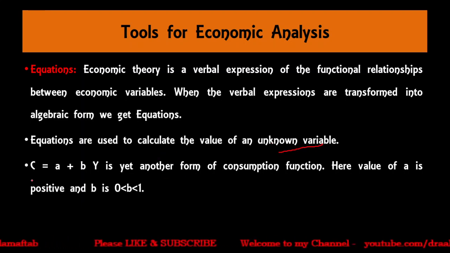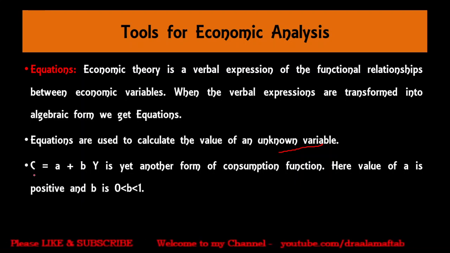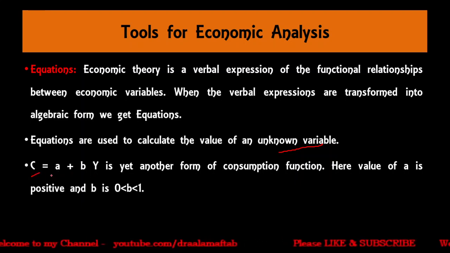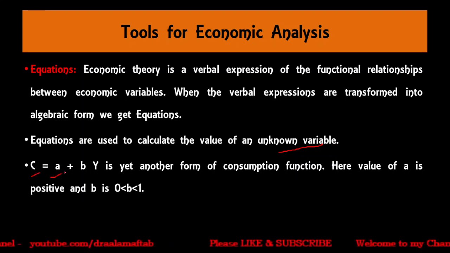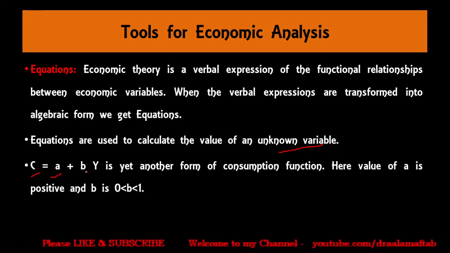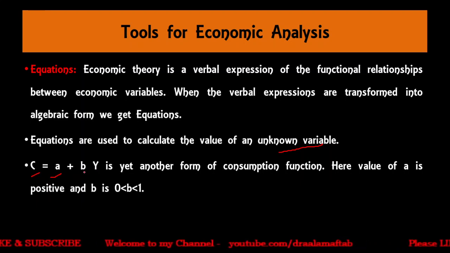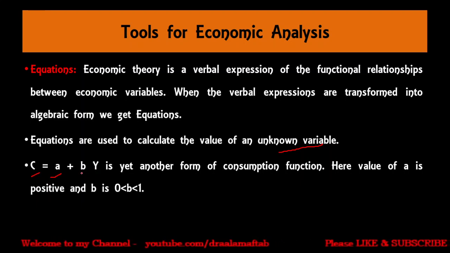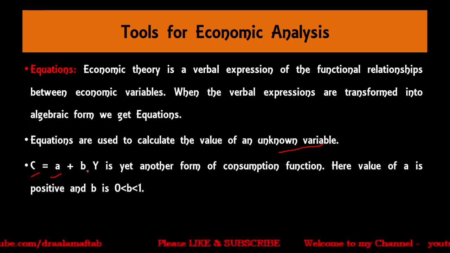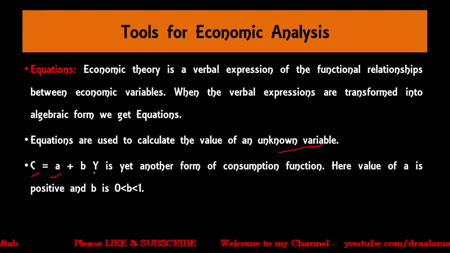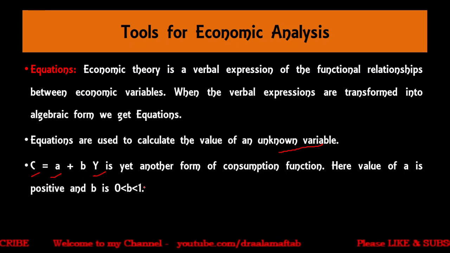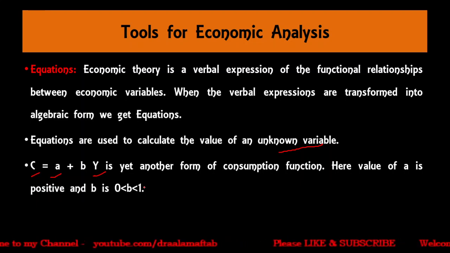Say for example, here I have again taken the example of consumption. C is equal to A plus BY, where C is consumption and A is autonomous consumption. Even if the income is 0, there will be some consumption, that is autonomous consumption. And then BY is induced consumption. B is the marginal propensity to consume, which is estimated and ranges from 0 to 1, whereas Y is income. So this is how equations are used in economics.